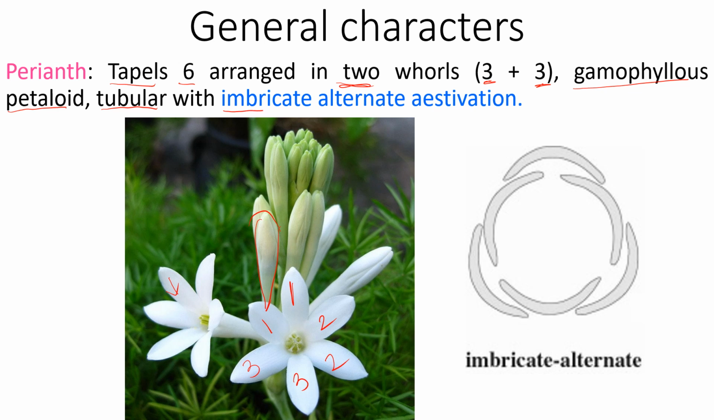estivation that is called imbricate alternate estivation, where the outer three tepals, 1, 2, and 3, and inner 1, 2, and 3 tepals. Each outer tepal alternates with an inner tepal: outer, inner, outer, inner, outer, and inner. And this is called imbricate alternate type of estivation, and this is actually a characteristic feature of this family.